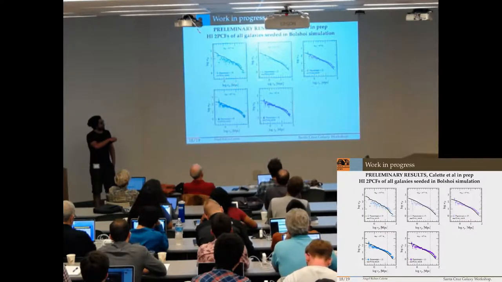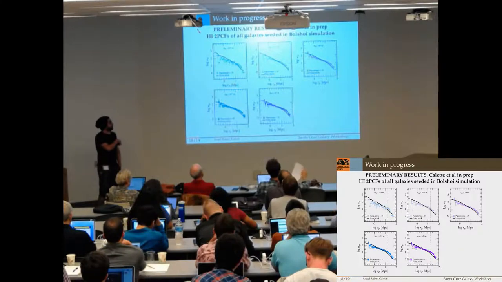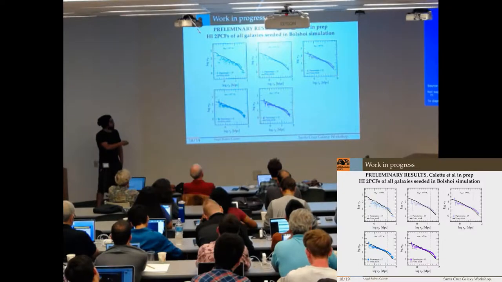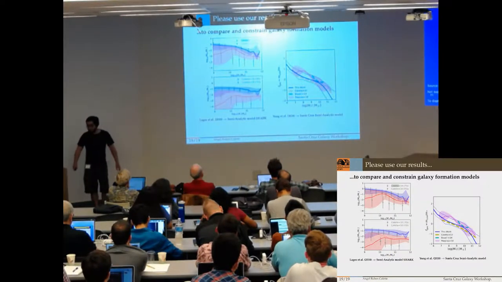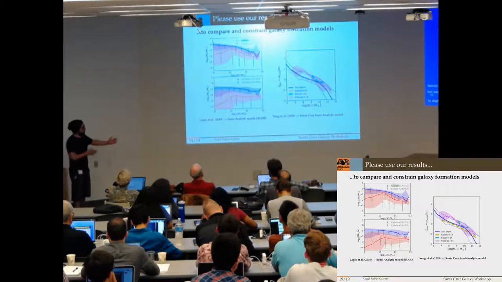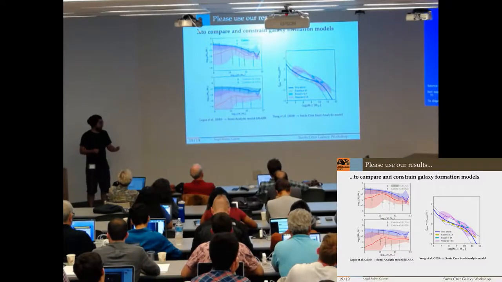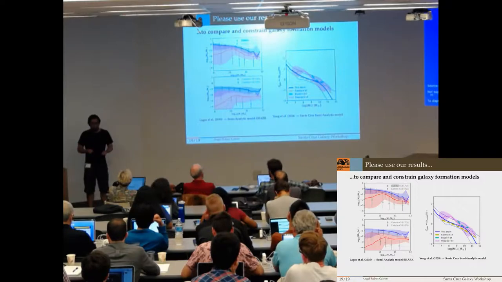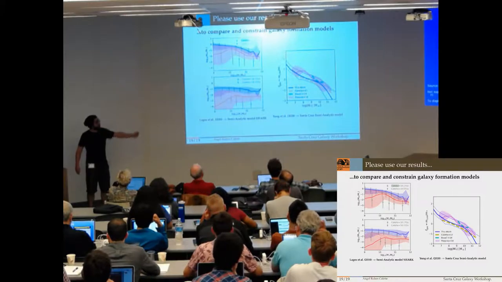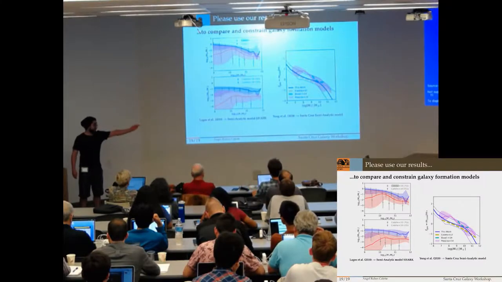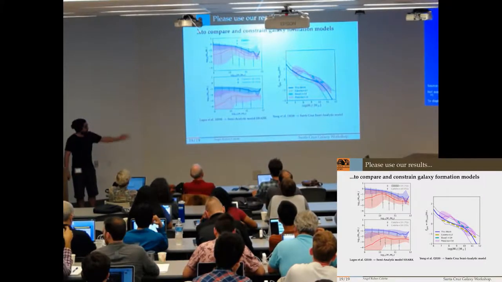And as I told you before, we can compare with observational inferences of the two-point correlation functions in H1. And well, I would like to finish just saying that the motivation of this work was to give N-body and hydro simulators a tool to compare or to constrain their simulations. So these are only two examples of the application of this work, and it's the recent work from Lagos and the Santa Cruz analytical model. So thank you very much, that's all.